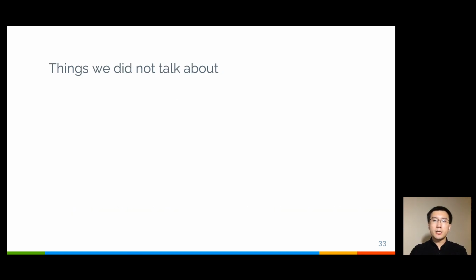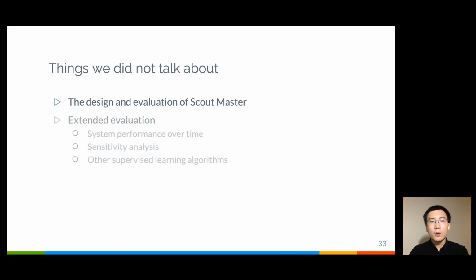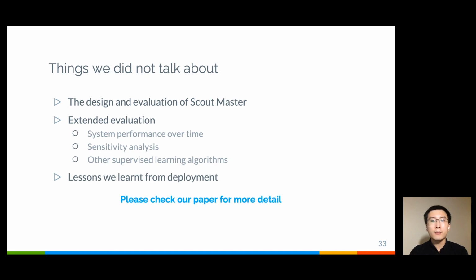Due to the time limitation, there are a number of things we did not talk about. The first thing is the design and evaluation of a Scout master that combines multiple Scouts and summarizes their results together. We also did not talk about a series of extended evaluations, such as how the Scout performs over time, the sensitivity analysis, and the result of other design choices. At last, we also wrote down the lessons we've learned from the deployment. Please check our paper for more detail.